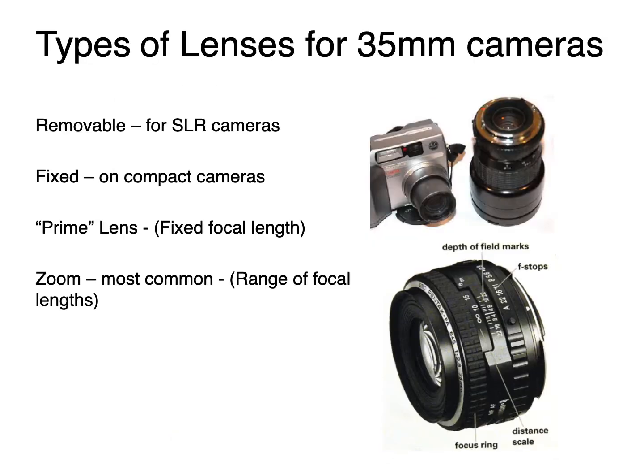Now coming to the types of lenses and lens movements: removable lenses for SLR cameras. I hope you remember SLR, single lens reflex cameras, and fixed lenses on compact cameras. In the above picture we can see compact cameras, box cameras or point and shoot cameras. These lenses are fixed. For SLR cameras, the lenses can be removed and reconfigured. One thing we have to know about lenses is the prime lens, which has a fixed focal length.